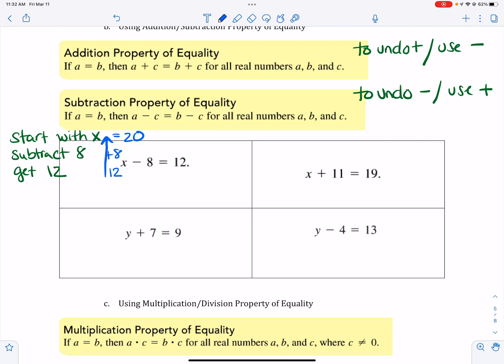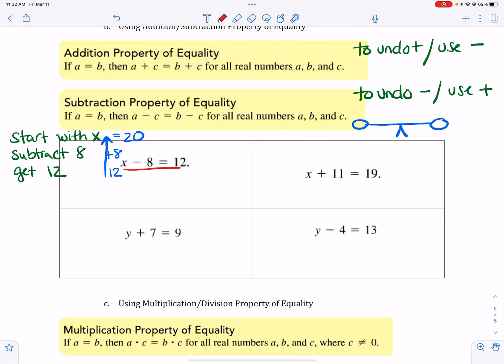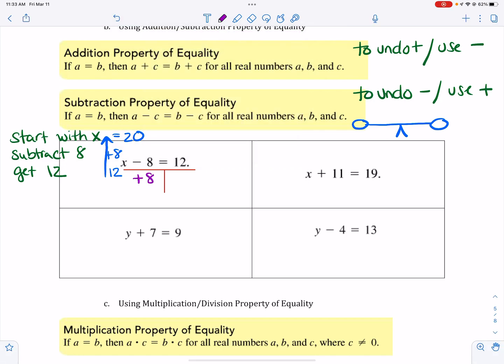We want to think of that equal sign as the balance of a scale. And whatever we do to the left side of the balance, we have to do to the right side. So first off, I make myself a T-chart, and I draw a little T right here. So that's my scale. And when I see a -8, I am going to add 8. And what happens is -8 plus 8 makes 0, and that's what I want. And then 12 plus 8 makes 20.